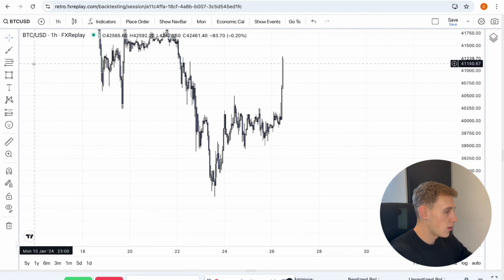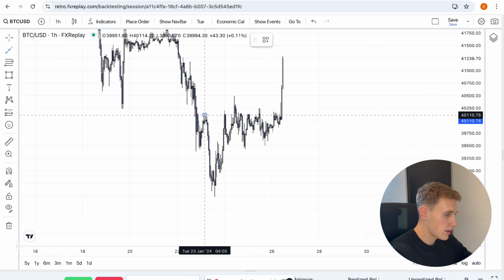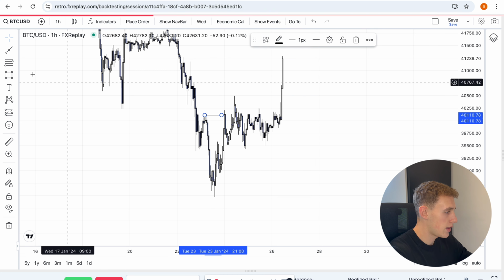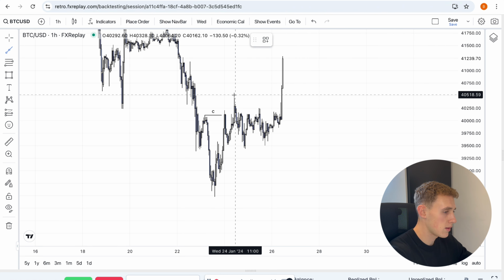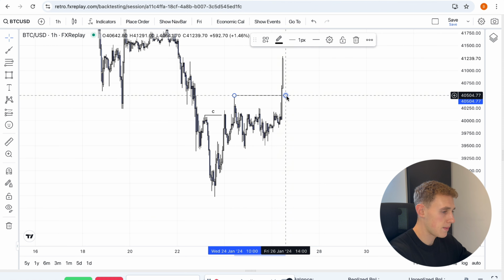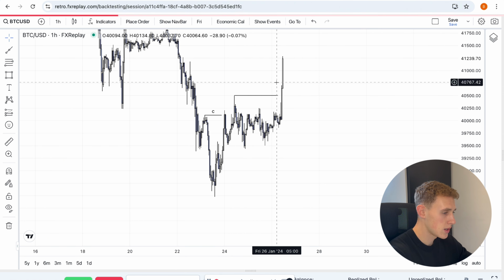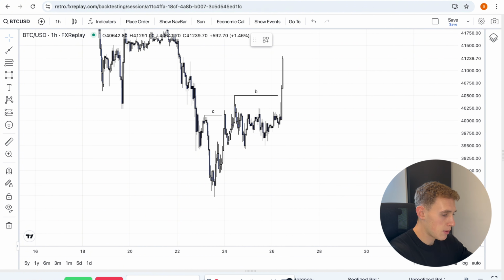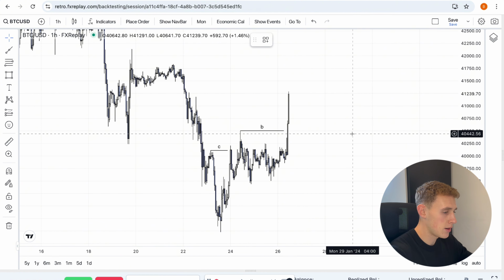So I'm just going to mark on the hourly structure. We've had that change of character right there. Price pulled back, broke this high. So that's just sort of hourly structure. We're still in January. We're currently up 5.7%, which is quite good going.